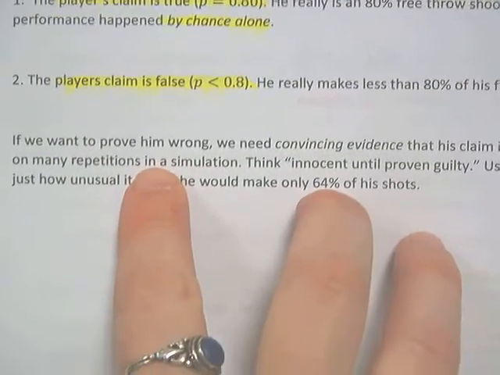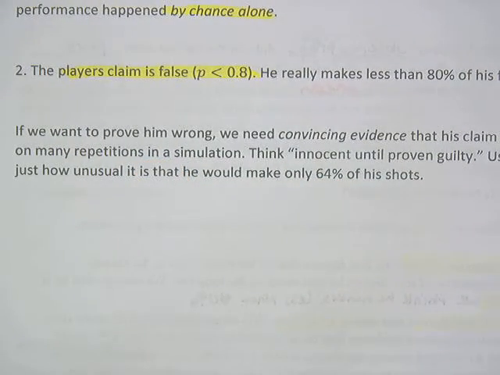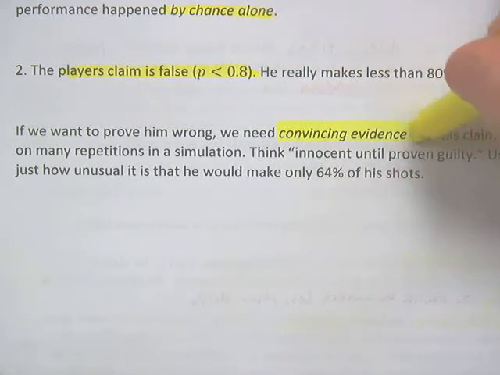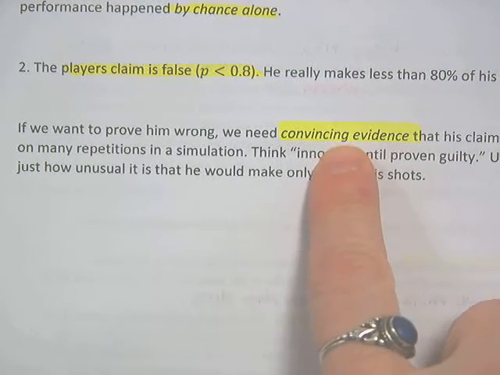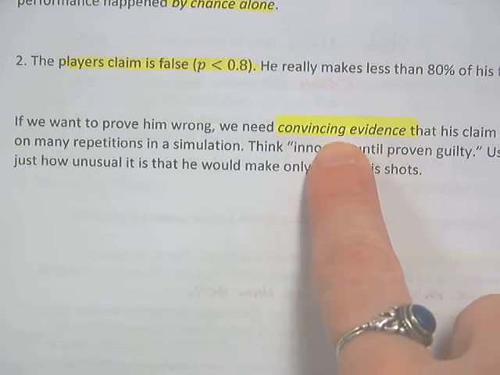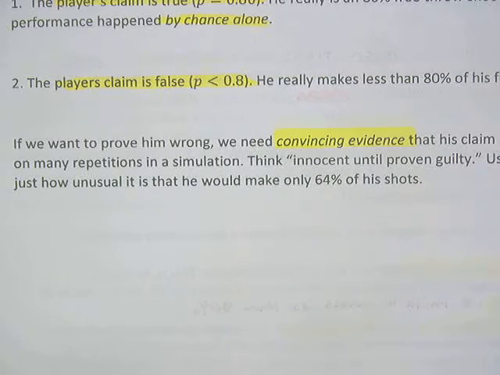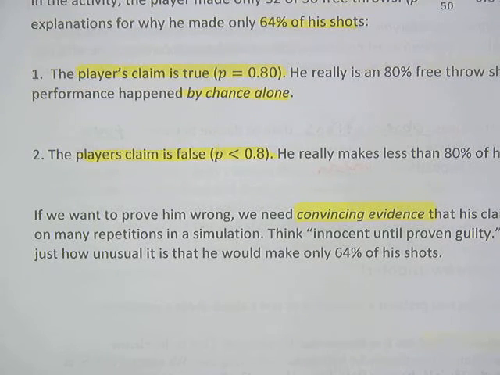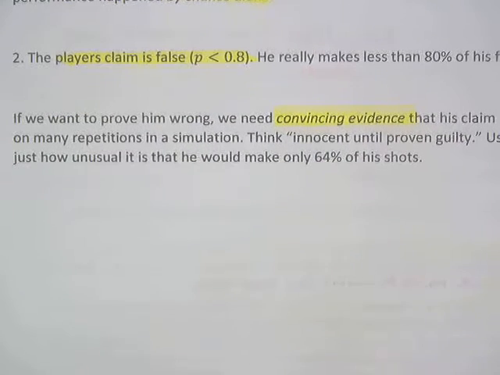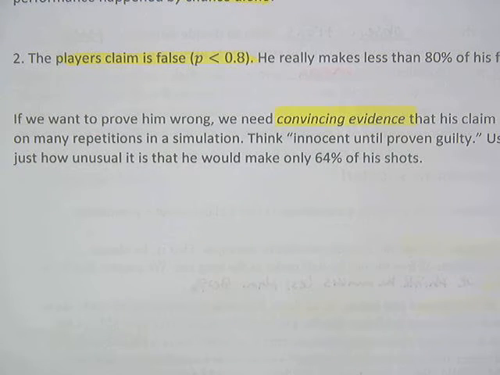Now, if we want to prove him wrong, then we need, this is going to show up a ton in this chapter, every single lesson in this chapter as a matter of fact, what's called convincing evidence that his claim is false. We have some evidence. I mean, he shot 64% right in front of us. That's some evidence that he's not an 80% shooter, but we need convincing evidence. And so we have to base this on many, many repetitions. That's why we did the little spinner activity.